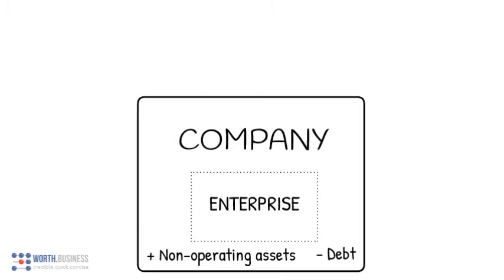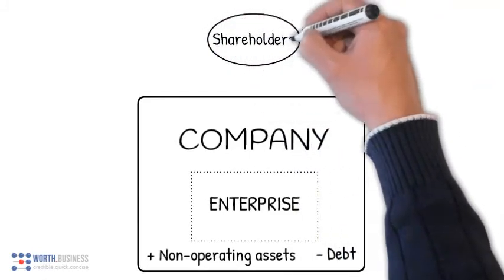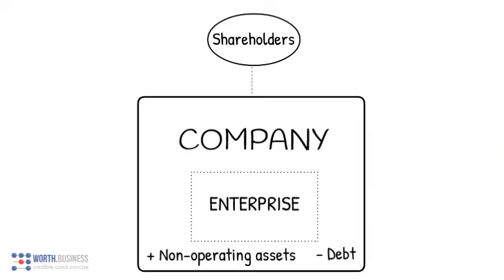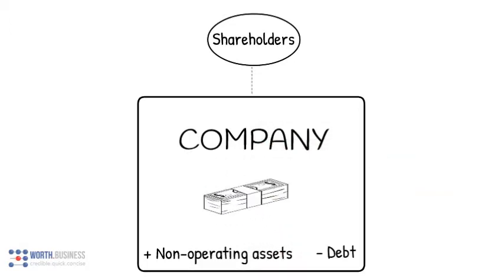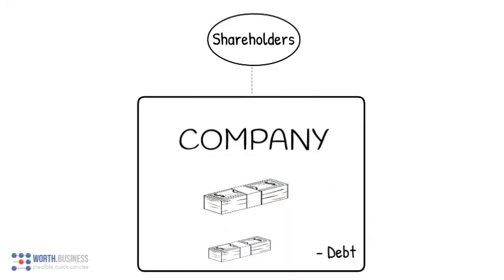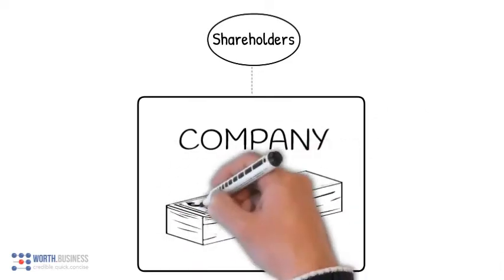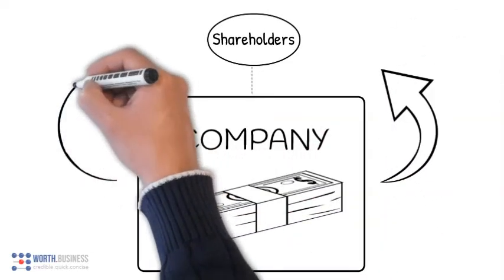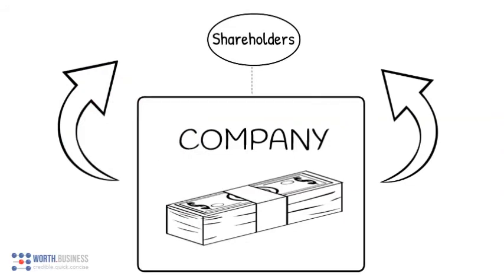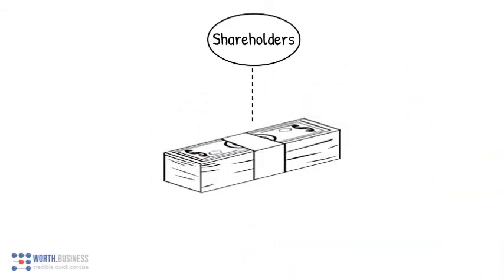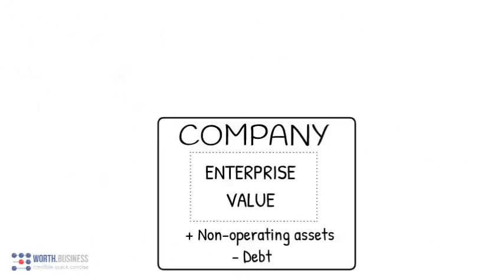We need to consider the position of the shareholders if they were to decide to sell the underlying assets of the business individually and distribute all the proceeds as a final dividend. They would firstly sell the enterprise on a going concern basis, in other words, at the enterprise value. They would then sell non-operating assets, such as property and other investments, and use all the cash proceeds to settle outstanding debt. This will leave them with cash to distribute to the shareholders. This final distribution to the shareholders can be regarded as the equity value of the company.